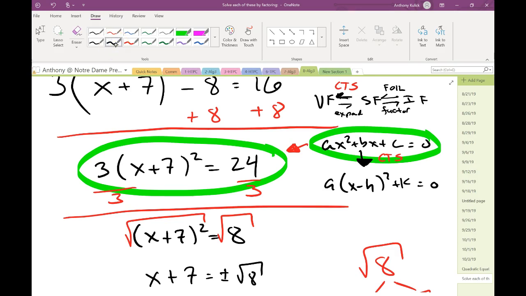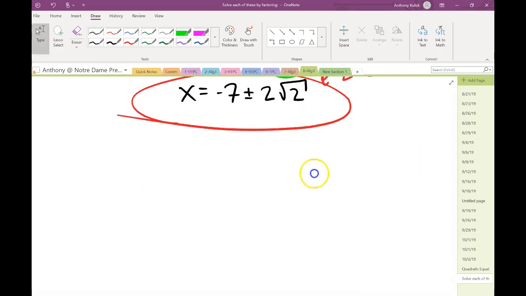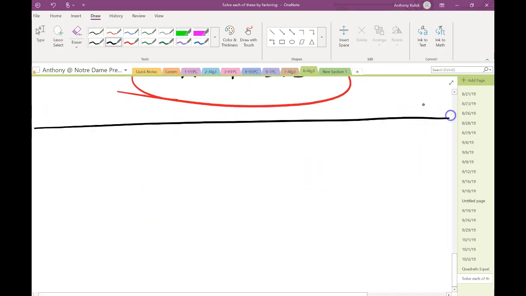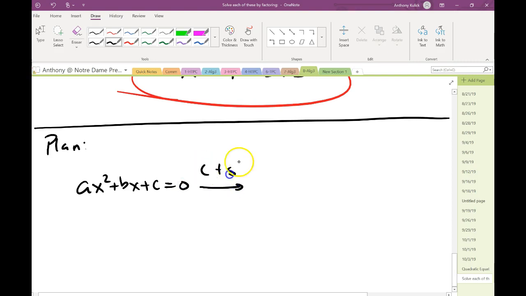So that's what I'm going to do next. Let me kind of outline what we're going to do. So this is kind of our plan. We're going to take some generic standard form polynomial. We're going to do completing the square so that we can write it in this form.